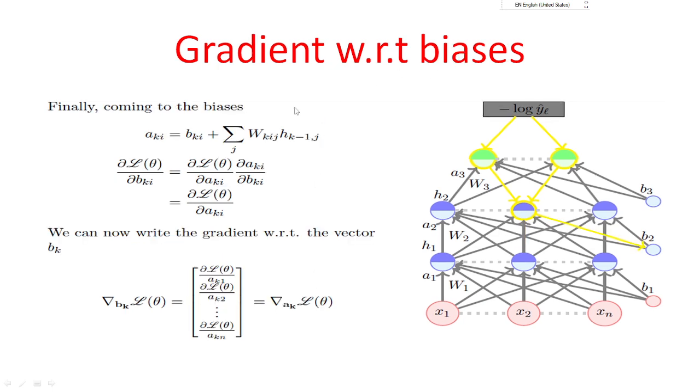Then the gradient with respect to bias. Ak i is bk i plus the weighted sum, and now you are computing how much change happens in the loss function if you give a change in the bias. You can write it as dou L of theta by dou Ak i times dou Ak i by dou bk i. Dou Ak by dou bk, just find the derivative and you get 1. You can substitute here. Now you can write the gradient with respect to a vector. First you find the change with respect to a single element, then you represent it in the form of a vector, del bk L of theta. The loss function is with respect to Ak1, Ak2, up to Akn.